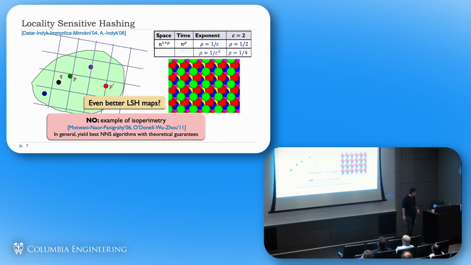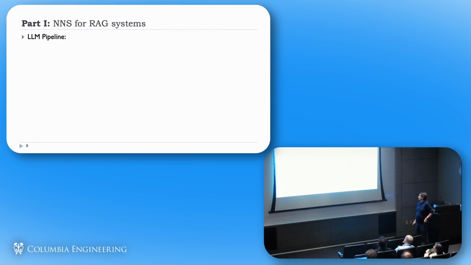Okay, so this is what I wanted to say about nearest neighbor search, and now I want to switch to talking about nearest neighbor search in the context of LLMs, and how some of these ideas appear there. Part 1 will be nearest neighbor search in what is called a RAG system, retrieval augmented generation, but I'll explain in a bit.